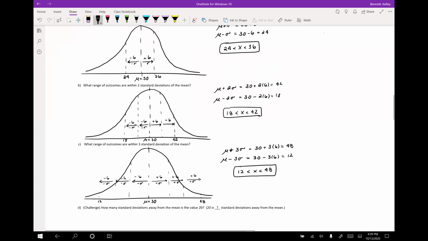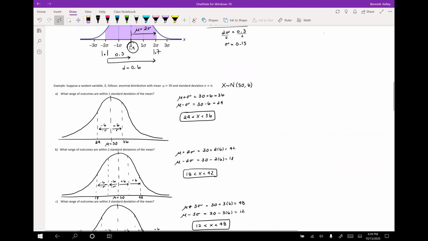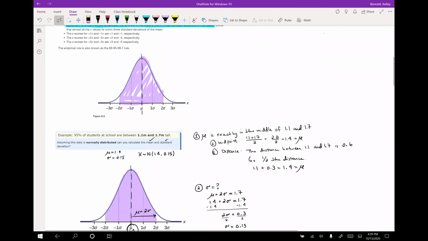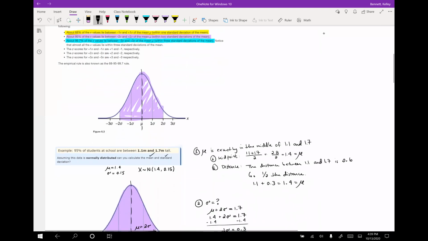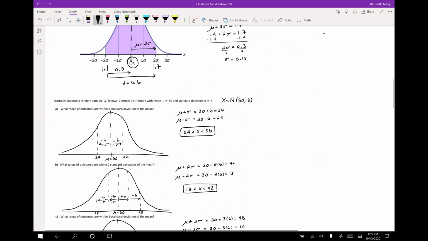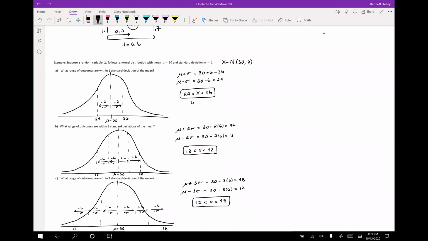So remember that we have our empirical rule. What does it say? 68% of values are within 1 standard deviation. 95% are within 2, 99.7% are within 3. So let's go ahead and label those just for fun. So we've got 68. We've got 95. And we've got 99.7.